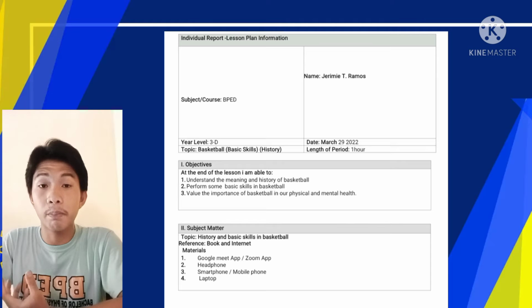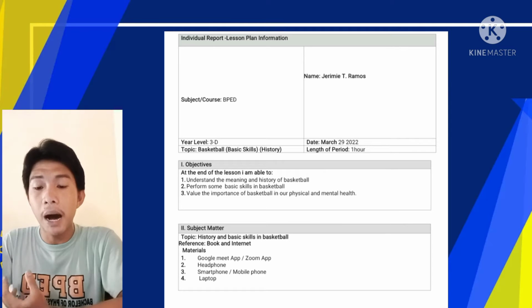For the objectives of this lesson, I will use the three domains, which are the cognitive, psychomotor, and affective domains. The objective is that at the end of the lesson, students are able to understand the meaning and history of basketball, perform some basic skills in basketball, and value the importance of basketball in our physical and mental health.